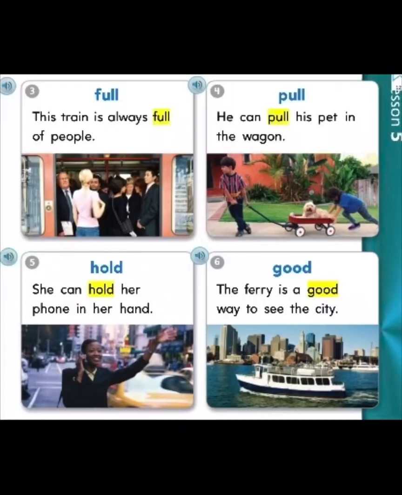Full. This train is always full of people. Pull. He can pull his pet in the wagon. Hold. She can hold her phone in her hand. Good. The ferry is a good way to see the city.